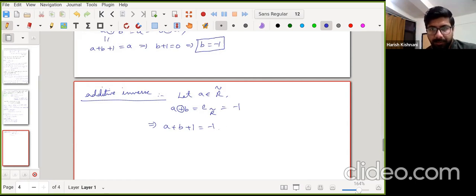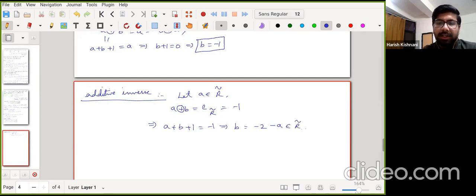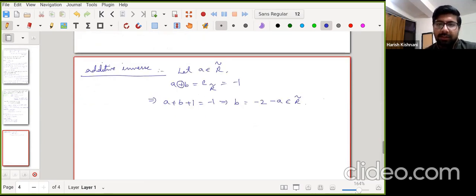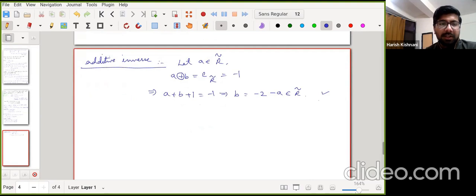So this implies that your B is -2 minus A. And A is already inside the ring, so minus A is also going to be there. And 1 is there, so -2 is also there. Thus, this element belongs to the set R, and it also belongs to the set R tilde. So we have an additive inverse for each element inside this R delta. So this implies that your structure is at least a group.